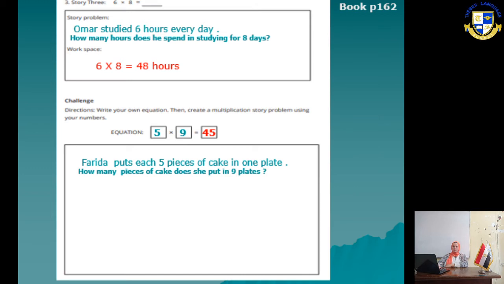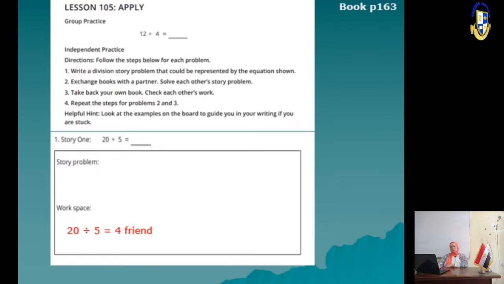Okay, in the next page, we are going to take lesson 105, the division story problem. Here, story number 1, we have 20 divided by 5. It means we are going to distribute or divide 20 among 5 things. So we are going to say that Jana divided 20 LE equally among her friends. If the share of each friend was 5, how many friends does Jana have? And the answer of 20 divided by 5 equals 4.